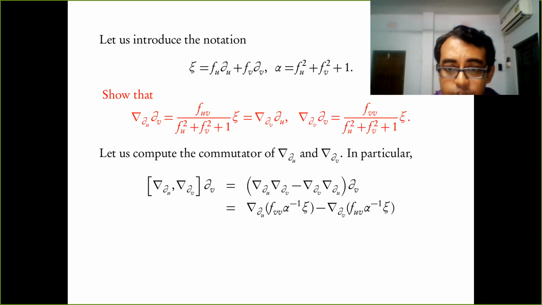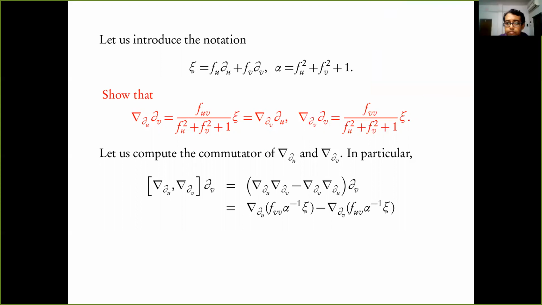Okay, so let's compute this. Let's look at the first term. This is going to be nabla del u of nabla del V, but we have it upstairs, right? Nabla del V is nothing but f_V over alpha times inverse psi. That's why I've written it here. Now what about this term? Well, this is minus nabla del V of nabla del U del V, but that is f_U over alpha times xi. That's this formula up here. Okay? So this is the first step.